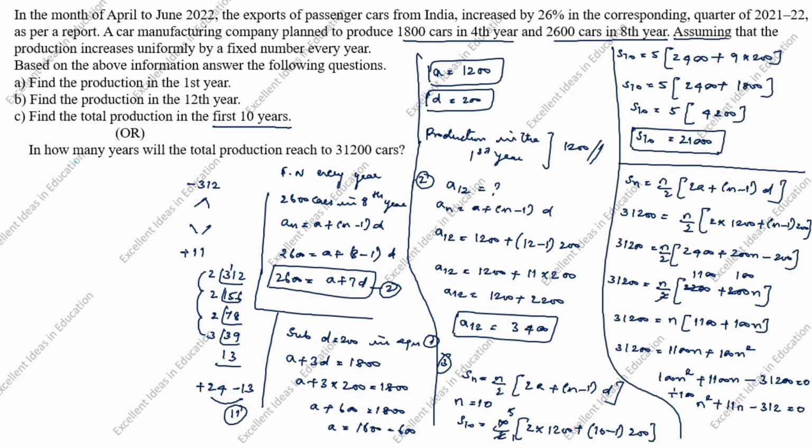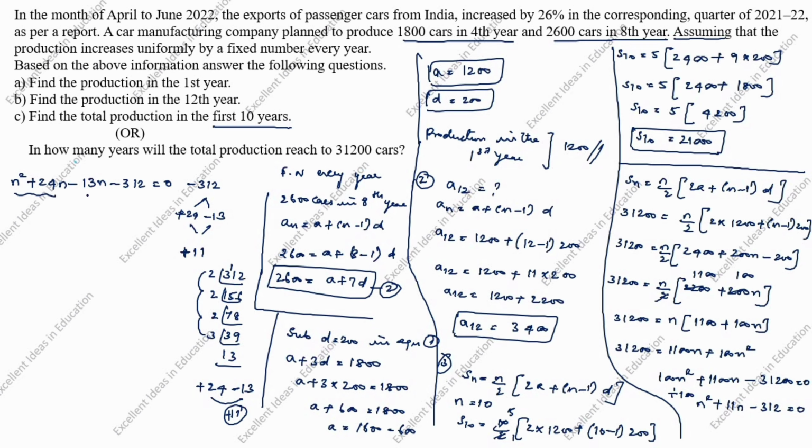Why? You see here is plus 11. So the biggest number we will take it as plus, the smallest number we will take it as minus. Plus 24 minus 13 is plus 11. Plus 24 into minus 13 is minus 312. So we will write it as plus 24 minus 13. Next, n square plus 24n minus 13n minus 312 equal to 0.